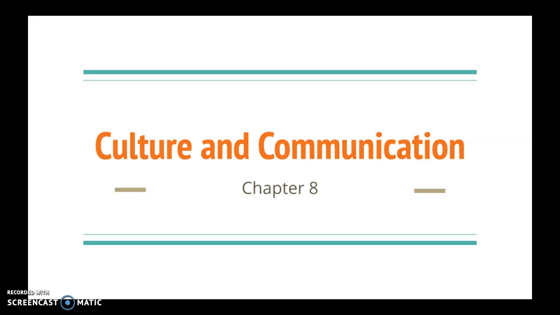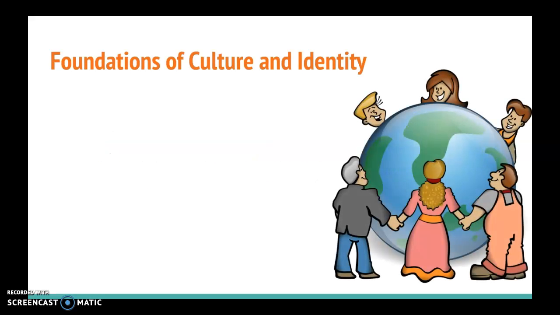In this chapter, we are going to be exploring the impact that culture has on our communication. We're going to start by looking at the relationship between culture and identity, then looking at the dimensions of culture that were coined by social psychologist Gerard Hofstede, before finally talking about intercultural communication and becoming more competent at intercultural communication. So first, let's talk about some of the foundations of culture and identity.